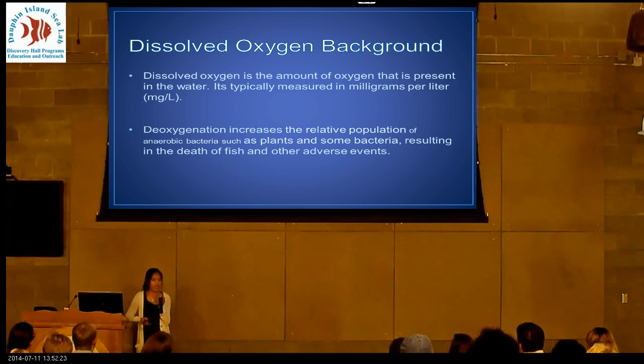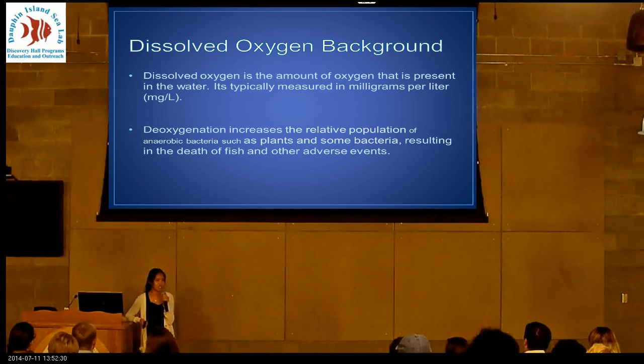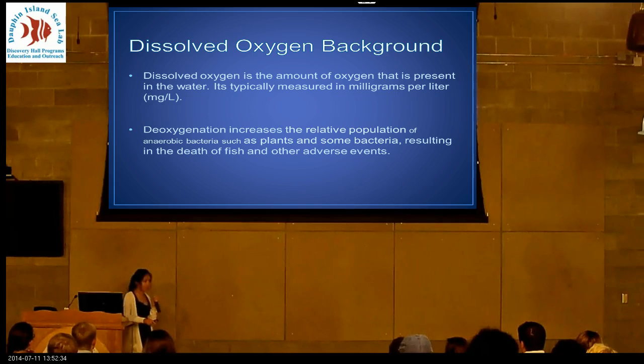The oxygen in the air is 21%, which is a lot higher than the oxygen level in the water, so the oxygen in the air can actually diffuse into the water. But the vast majority of the oxygen comes from photosynthesis.